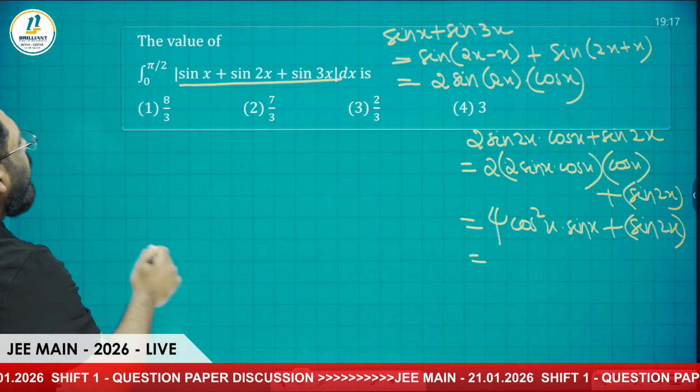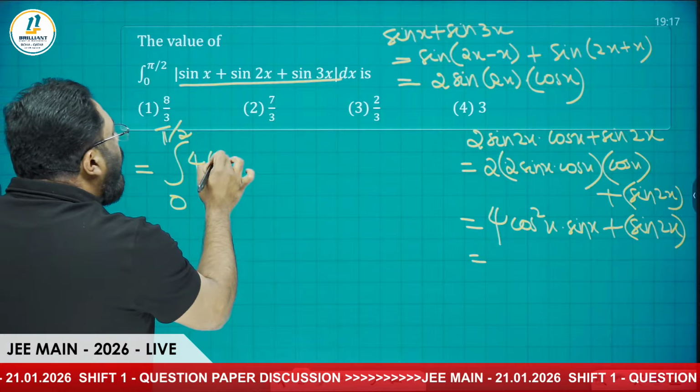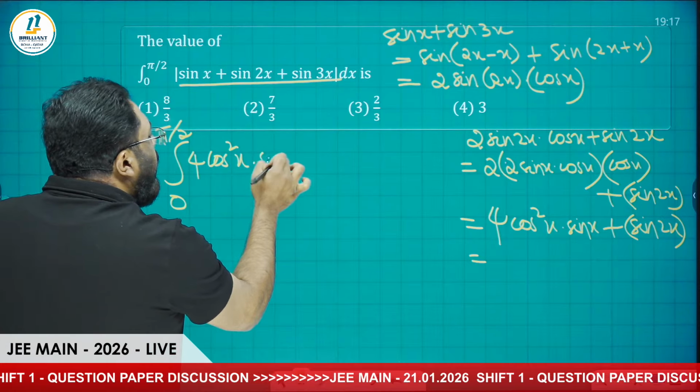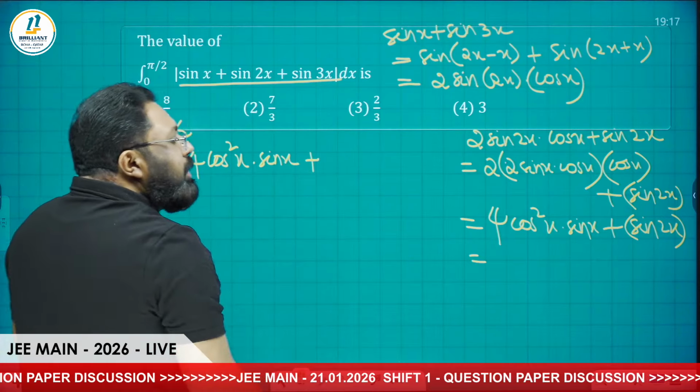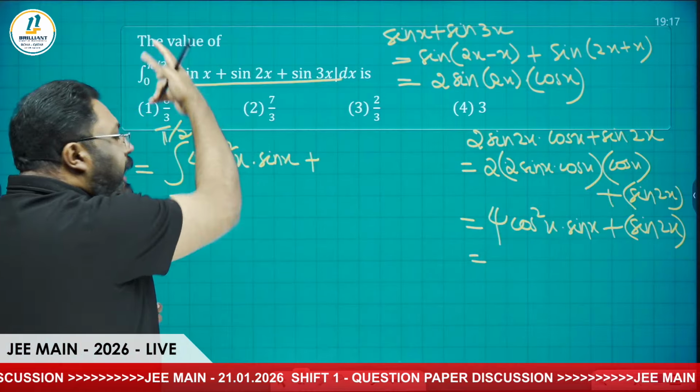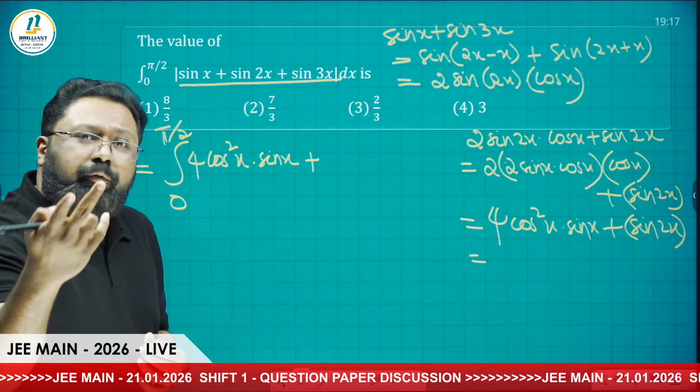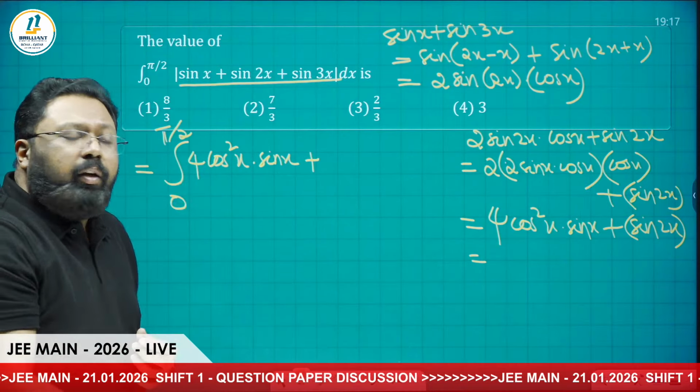Integral, right? So when you integrate it, it's going to be the integral of 0 to pi by 2. This term, my dears, between 0 to pi by 2, the first quadrant, the whole thing is positive only. So it's going to be 4 cos squared x sin x, and the next term, sin 2x. For x, 2x means 0 to pi, first quadrant and second quadrant, both again sin x positive only. So this is again positive, 0 to pi by 2, sin of 2x dx.